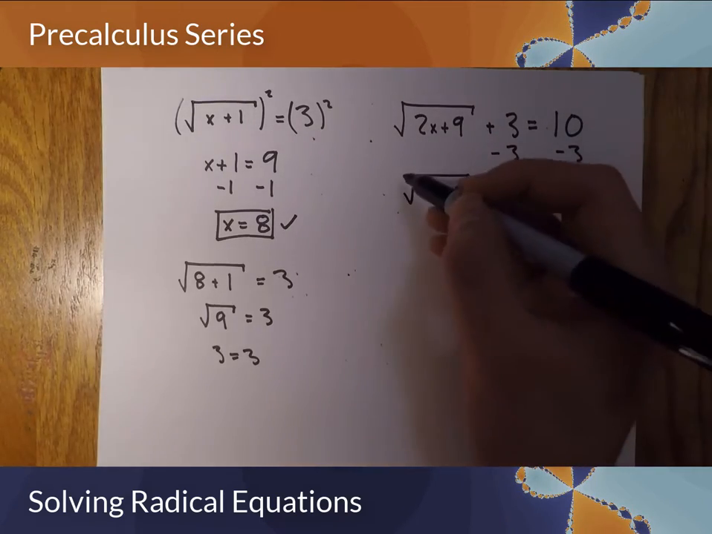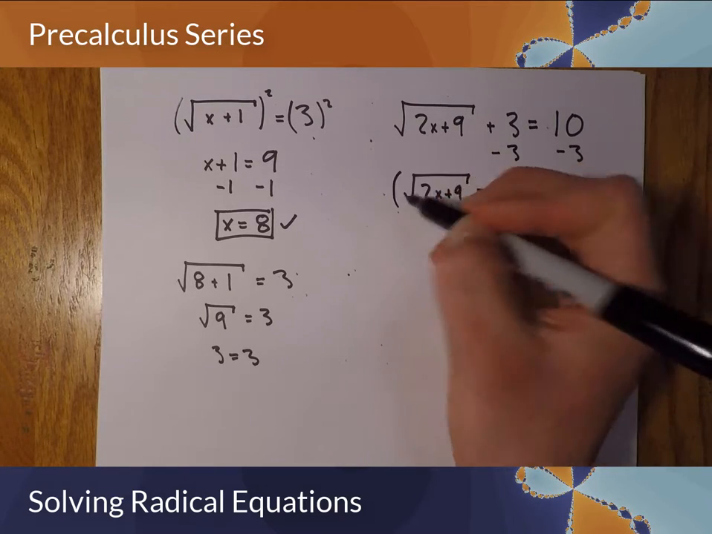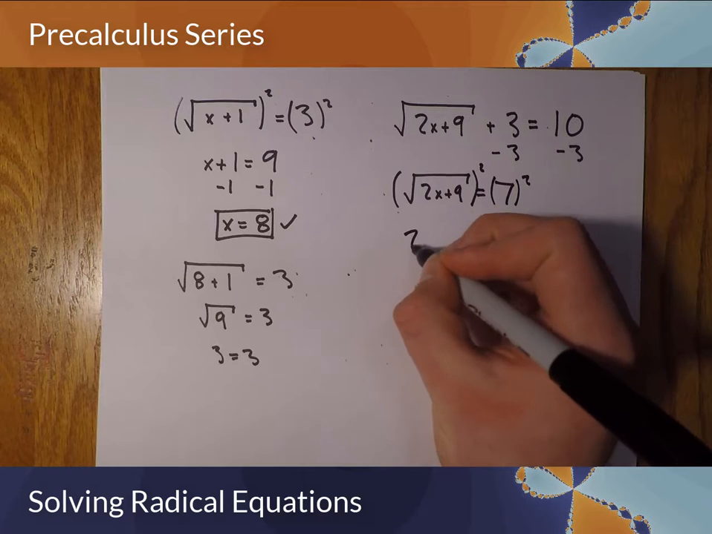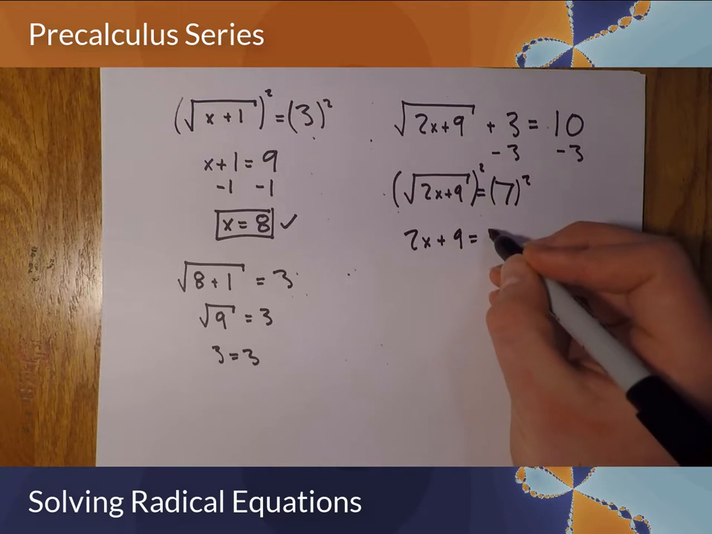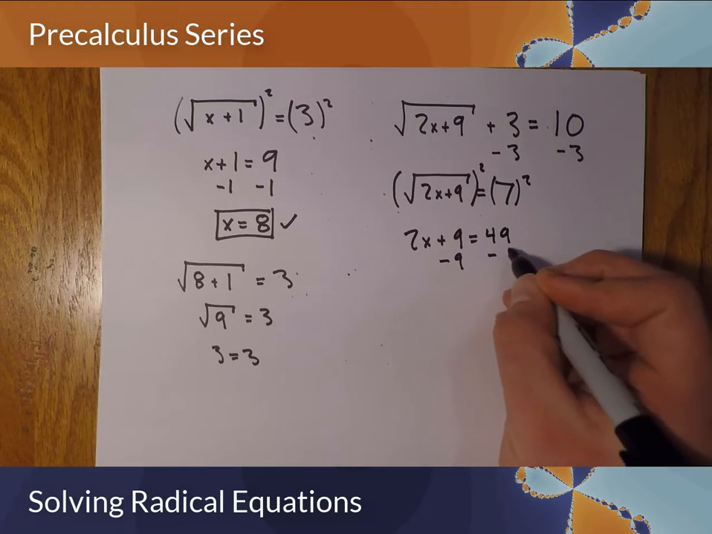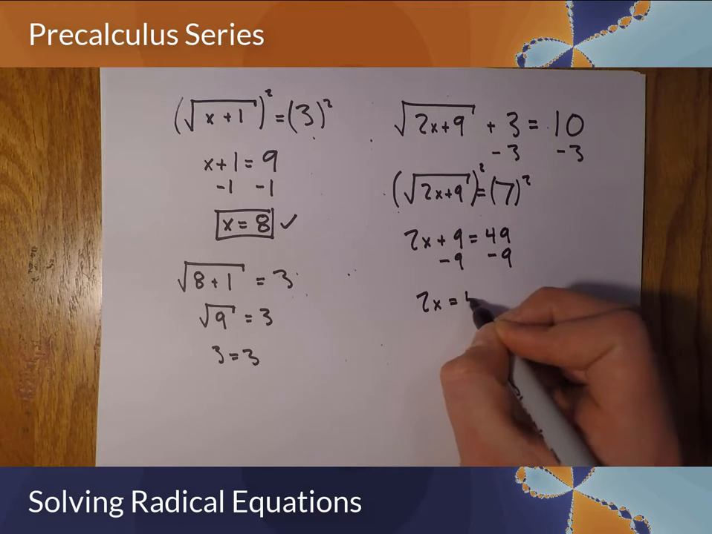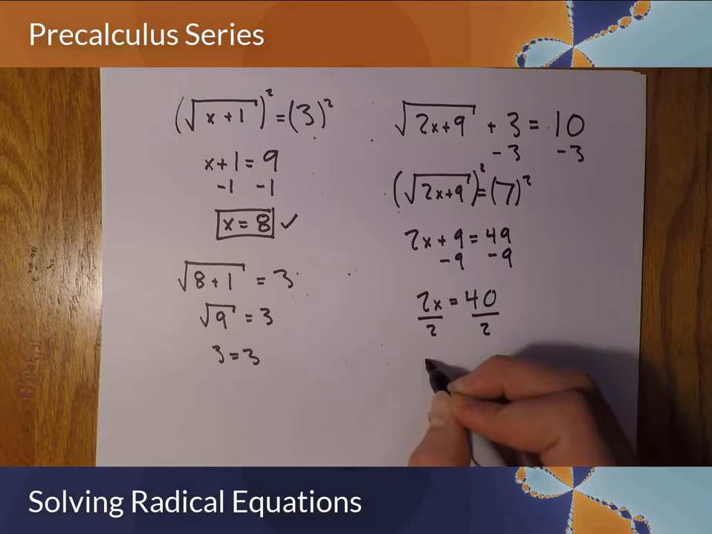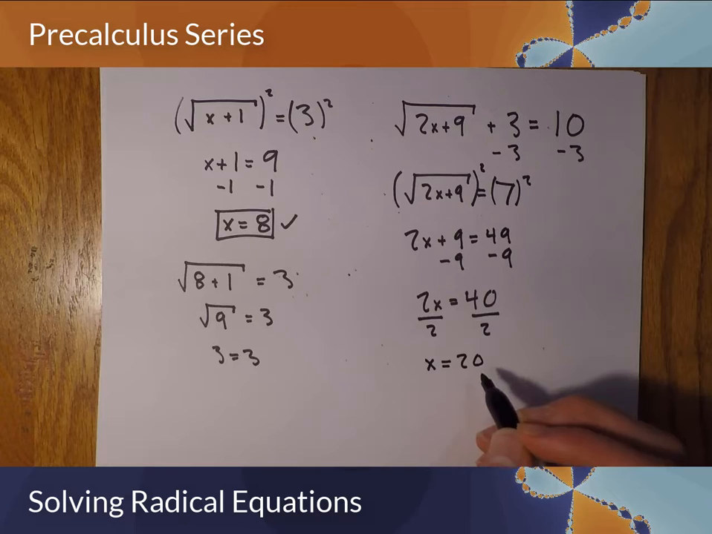And so now, to get all this stuff out of the radical, what we need to do is square both sides. And so we get 2x plus 9, and that is equal to 49. And so now we just subtract both sides by 9, and we get 2x equals 40. And so now we just divide both sides by 2, and we get our solution of x equals 20.